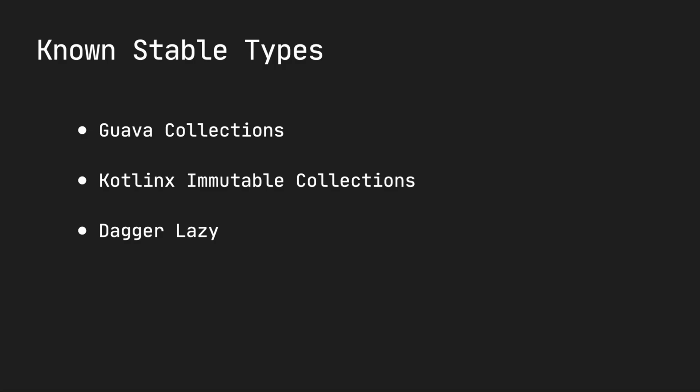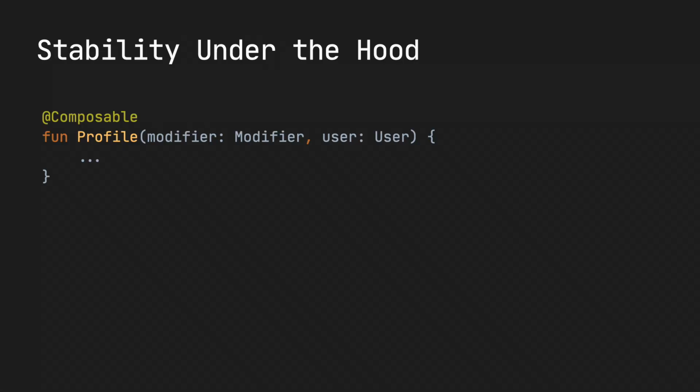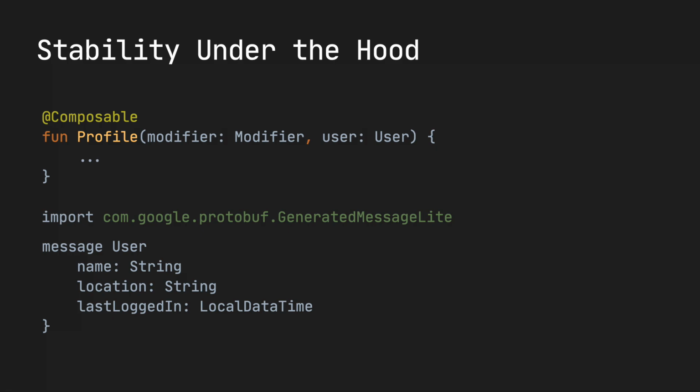But if you may have Dagger Lazy generated code in your parameters, for that it will mark it as stable. Or Guava collections or Kotlin immutable collections. So what if you're using protos?